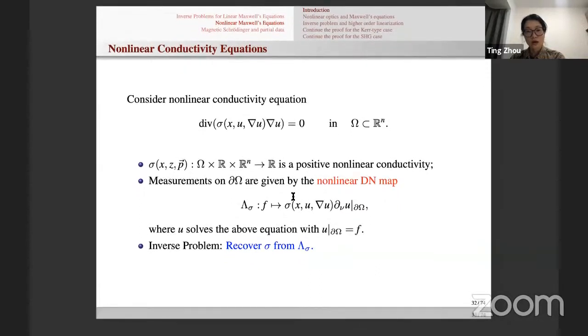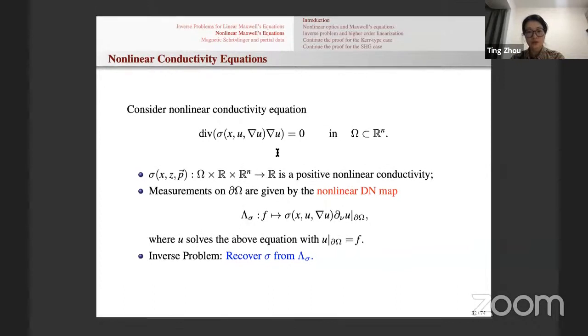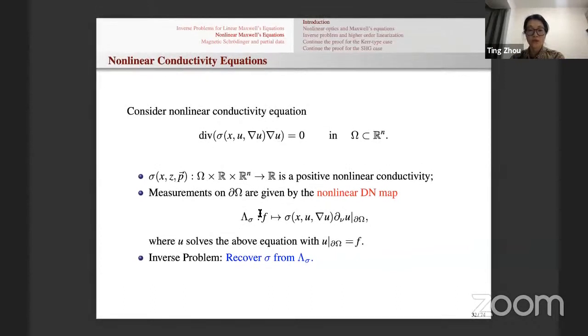You can show that under a certain assumption, this equation is well posed when your boundary Dirichlet condition is small enough. And in that regime, you can show the well-posedness, or a well-defined DN map, Dirichlet-to-Neumann map, from the boundary value of U to, again, the normal boundary condition. So the inverse problem is to ask, can we determine sigma from this DN map, the full information of this nonlinear conductivity?